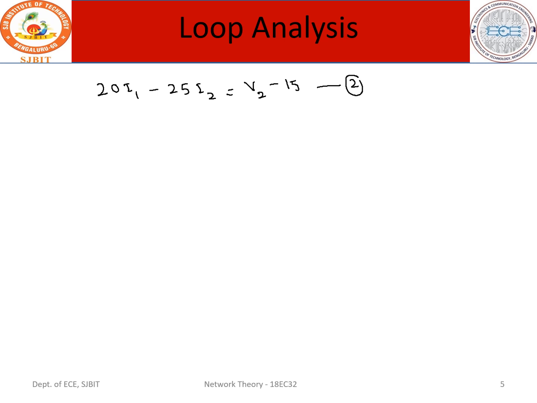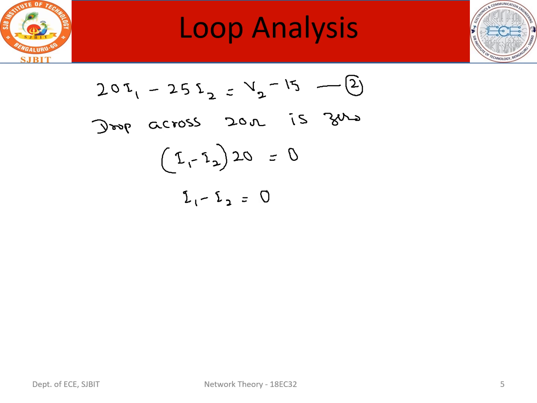The drop across the 20 ohm is 0, which is given data. The voltage drop across the 20 ohm is V equal to I into R. The current flowing through that 20 ohm resistance is I1 minus I2, and the voltage across this is equal to 0, as given. So we can write I1 minus I2 is equal to 0 by 20, that is equal to 0. Then we can write I1 is equal to I2.